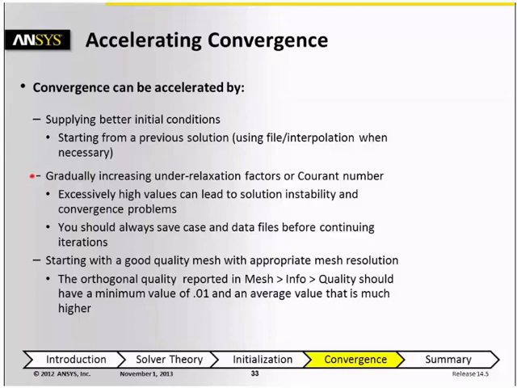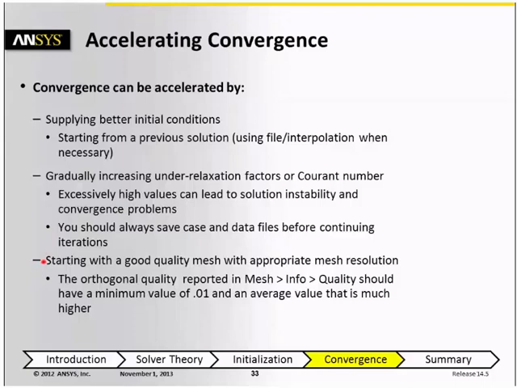Under-relaxation factors or Courant numbers can be gradually increased, and this can help in some cases, but there's always a point where if the values are increased too high, it can lead to solution instability and convergence problems. Because of that, you should always save the case and data file before continuing to iterate. If a case begins to diverge when you've increased the values of these, lowering the values back down doesn't necessarily cause the solution to return immediately to its previous state. A number of iterations is usually required, and it's often faster if you just read the saved case and data file back in.